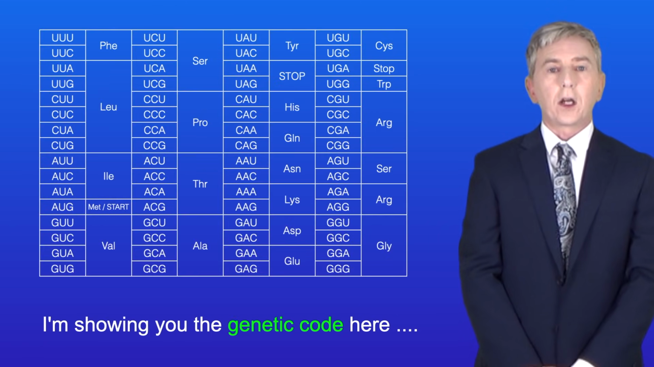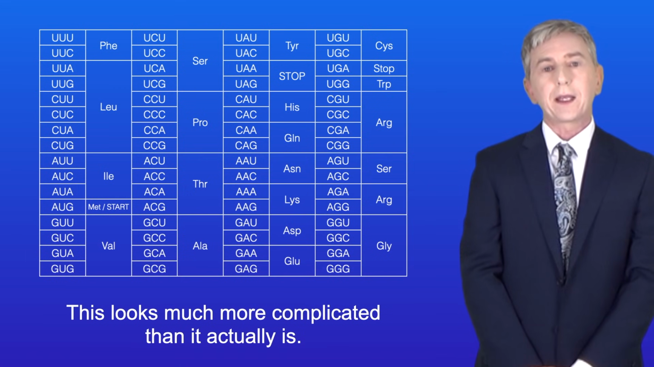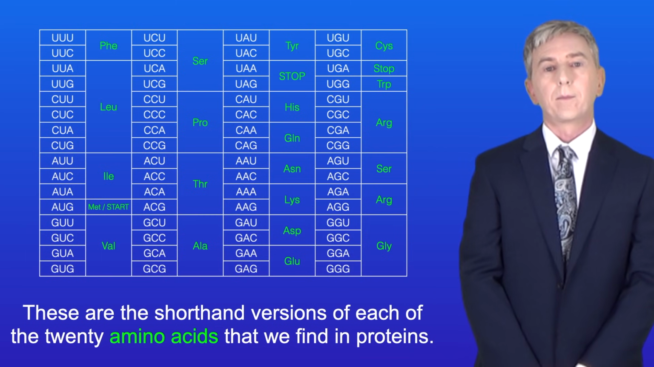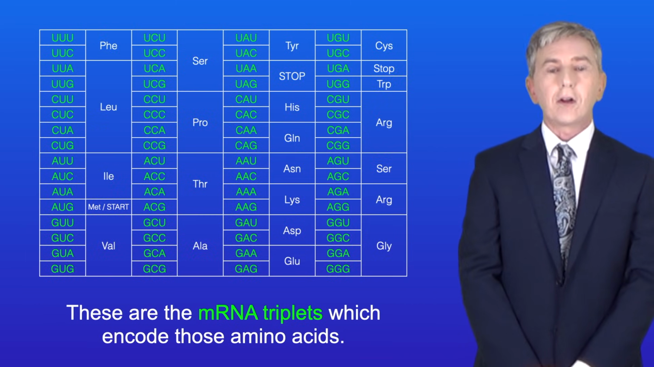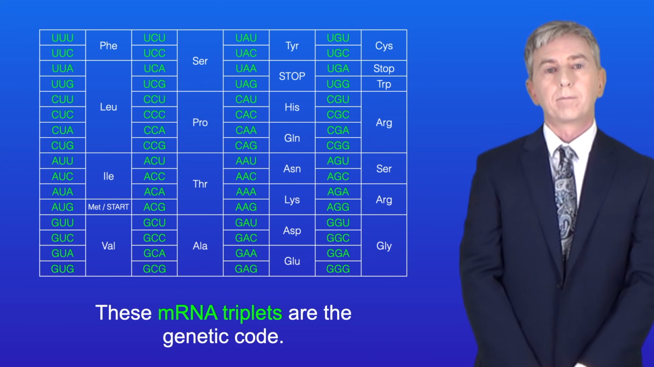I'm showing you the genetic code here, but you don't need to learn this. Now, this looks much more complicated than it actually is. These are the shorthand versions of each of the 20 amino acids that we find in proteins. And these are the mRNA triplets which encode those amino acids. These mRNA triplets are the genetic code.